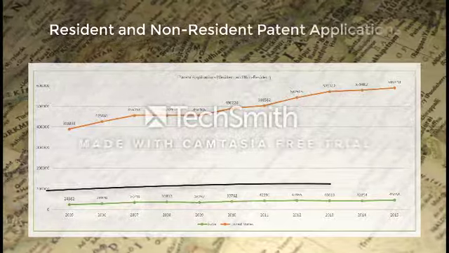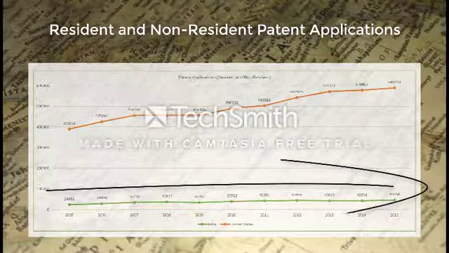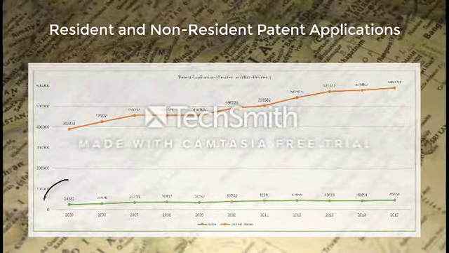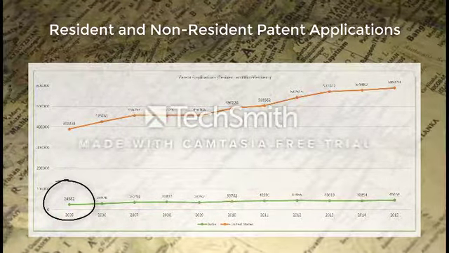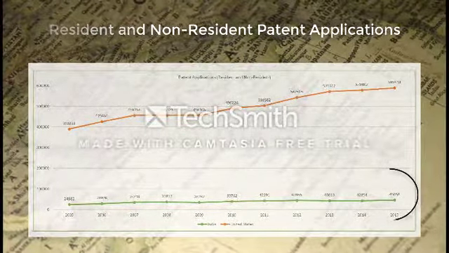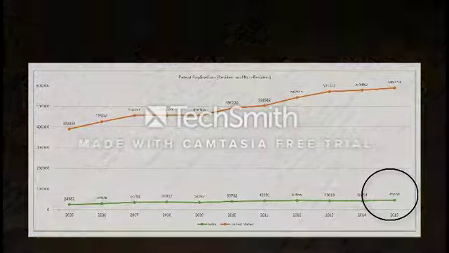Resident and non-resident patent applications have been steadily increasing in India over a 10-year span, growing from 24,382 in 2005 to 45,658 in 2015.